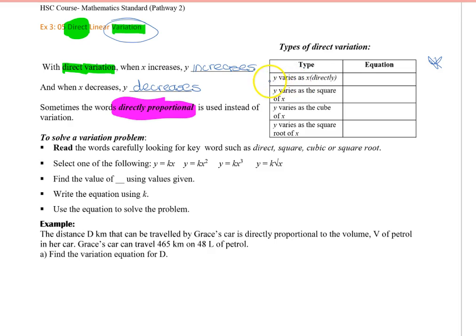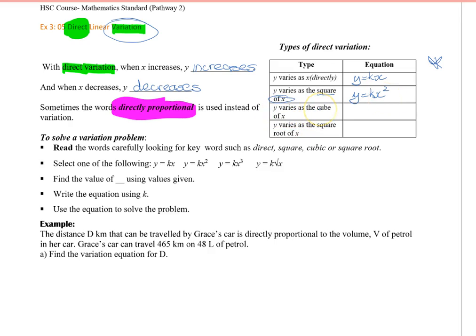So if y varies directly in terms of x, we will have an equation of the form y equals kx. And I'll talk about k in a moment. If y varies as the square of x, we've got y equals k, because it varies directly, but the square of x means we write our equation with an x squared. Can you see how I'm taking the words and I'm forming an equation? This is what you will be required to do in a question.